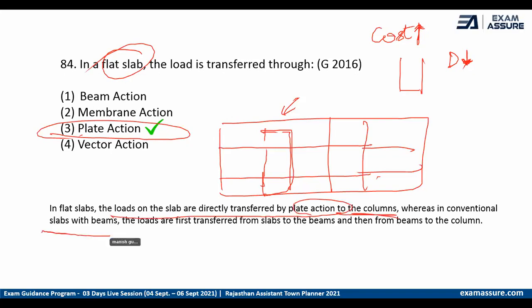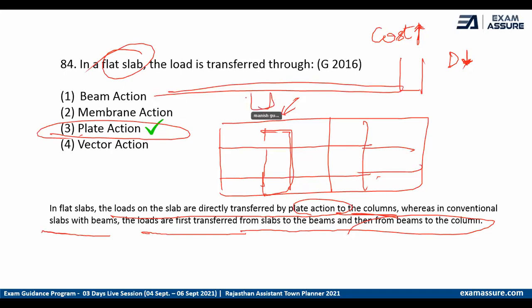In a conventional system, the load is transferred from the slab to the beams and then from the beams to the columns. So there is a slab, then there is a beam. The load is transferred from the slab to the beams in the normal way. But in the flat slab system, it is directly transferred to the columns. So the load is uniform and then it is transferred to the columns.